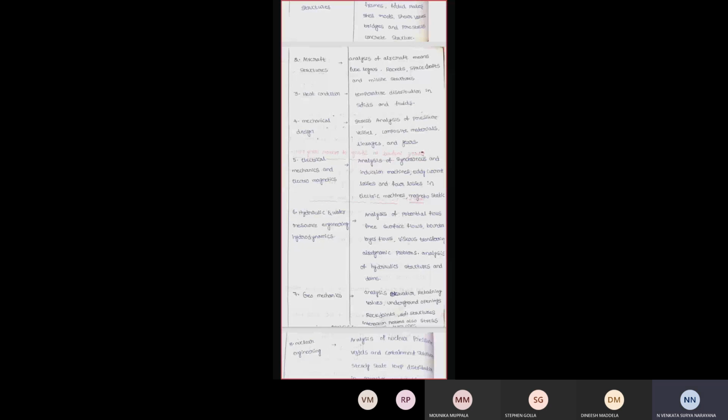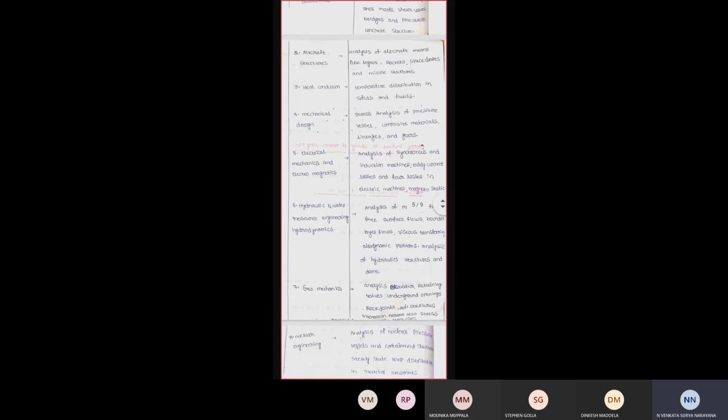Next, mechanical design. Coming to mechanical design, we analyze pressure vessels, gears, linkages, etc. Electrical mechanics and electromagnetics: we analyze synchronous and induction machines, and eddy current losses. Coming to hydraulic and water resource engineering, we are analyzing potential and free surface flows, laminar or turbulent. Laminar means smooth, single flow. Turbulent means zigzag flow. Remember that.